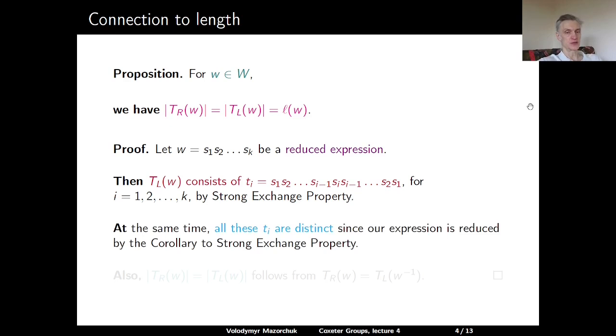Moreover, we had a corollary to the strong exchange property which says that since we have fixed a reduced expression, all these t_i's are actually distinct. So this gives us that the cardinality of T_L(w) is equal to the length of w. The fact that the cardinality of T_R(w) is equal to the cardinality of T_L(w) follows from the observation about T_R(w) being the same as T_L(w inverse), and of course the lengths of w and w inverse are the same.